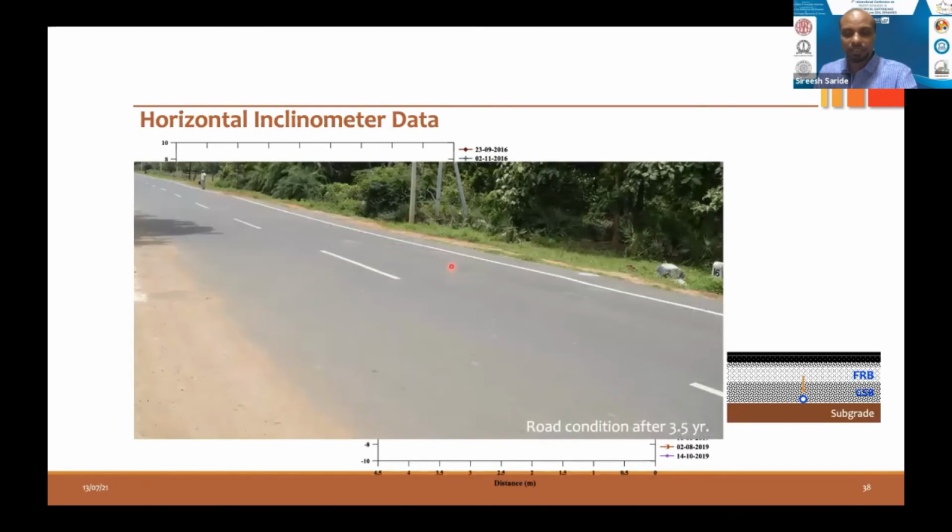And this is the condition of the road after 3.5 years of monitoring. And this is a stretch of 250 meters that we have laid using that. And this part is a conventional road. The other side of the road is made from the FRB road.